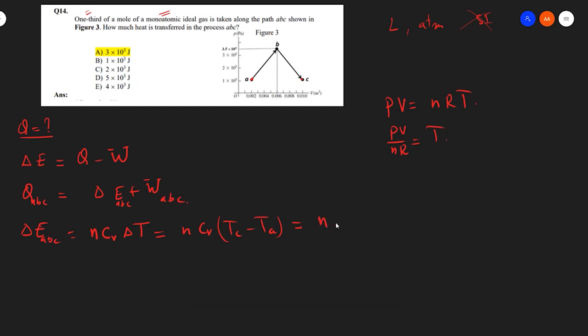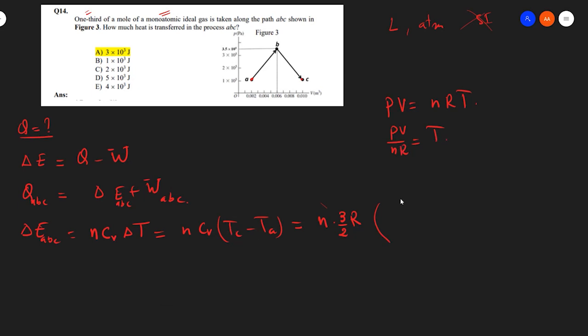So here I can write it's N CV. CV is 3 over 2 R for monoatomic gas. For diatomic gas, it is 5 over 2 R. For polyatomic, it's 6 over 2 R. Okay? So be careful. Here we are using this keyword, monoatomic. We need to use 3 over 2 R.